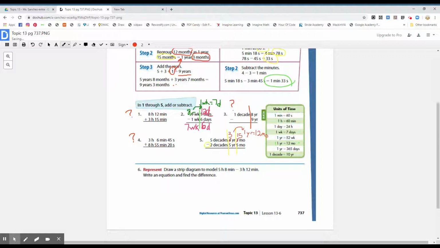What is 15 months take away 6, boys and girls? And if you're not sure, you can count up. It's 6, then we say 7, 8, 9, 10, 11, 12, 13, 14, 15, and that's 9 months, boys and girls.